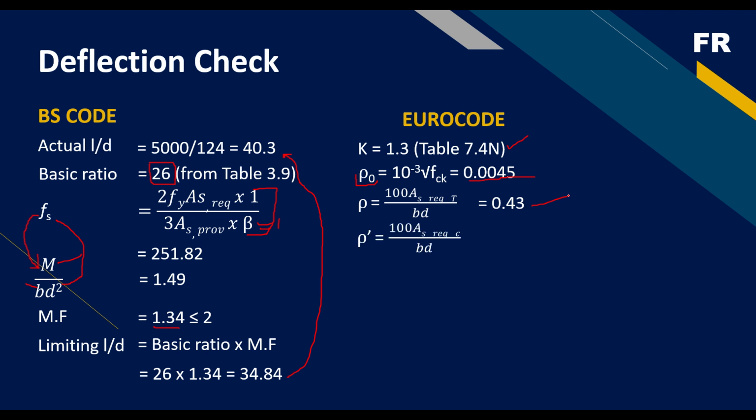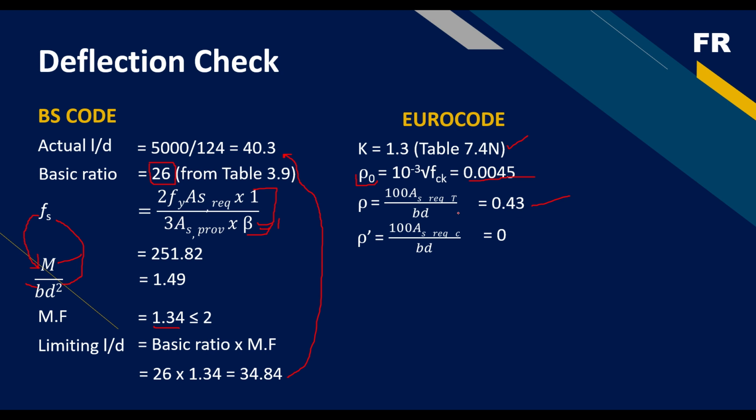Then we also have another parameter, which is rho prime. Rho prime is the reinforcement ratio for the compression reinforcement. Our section can either require tension reinforcement only or a combination of the two. Based on our design, our K was less than the limiting, so we only require tension reinforcement. Therefore rho prime, the reinforcement ratio for compression reinforcement, is 0 because we did not provide any compression reinforcement.